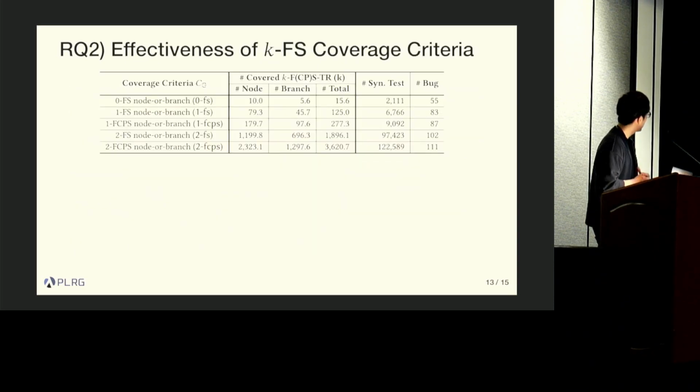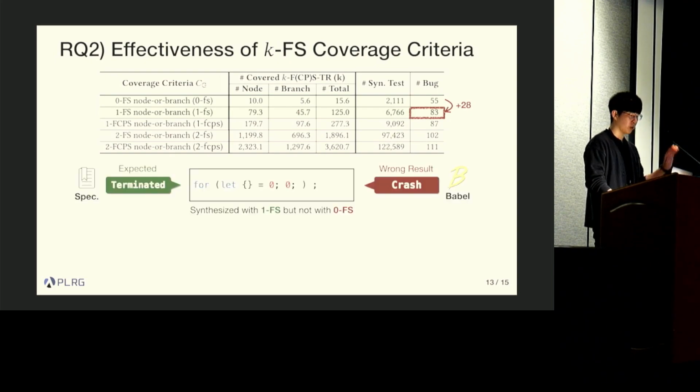Now, we also evaluated the effectiveness of K feature-sensitive coverage criteria. After applying the basic feature-sensitive approach, we can detect 28 more conformance bugs, and this program represents this situation. This program can only be synthesized with at least one feature-sensitive coverage, and the expected result is normal termination, but Babel cannot compile this program and throws a crash.